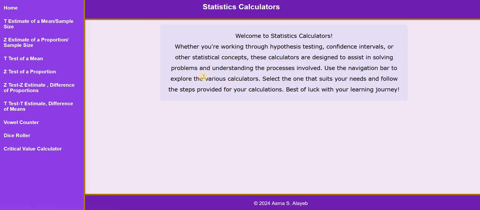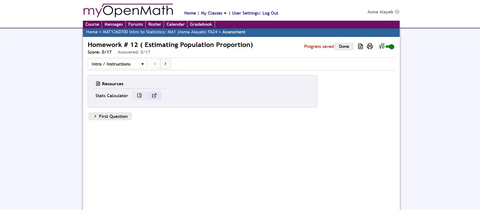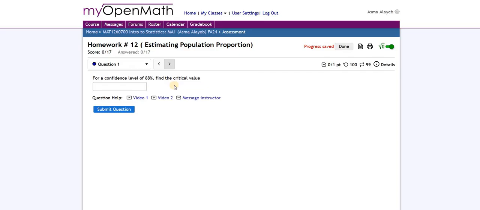As you can see, this is the home page containing links to the left that tells you the available calculators that you can use. So how are you going to use it? Let's say you are solving some question in estimating population proportion. So let's go to the first question. The first question says here, for a confidence level of 88, find the critical value.